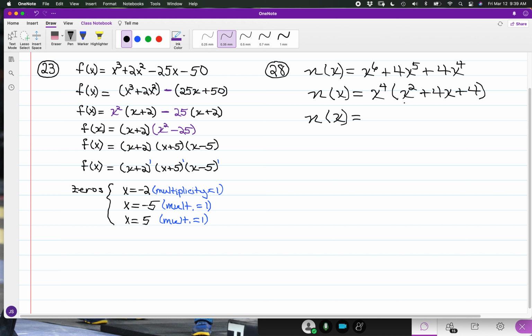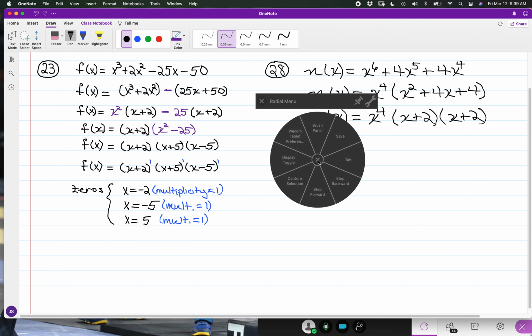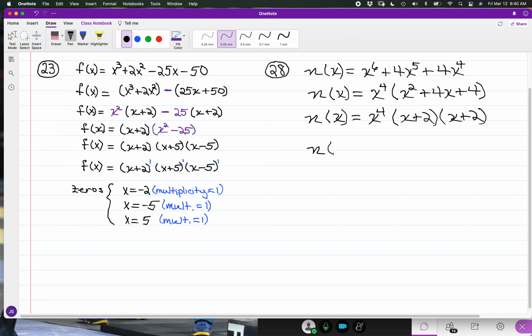And for x squared plus 4x plus 4, that is going to be a squared trinomial, meaning that once I factor, the same binomial will appear twice: x plus 2 times itself. So n of x is equal to x to the 4th times x plus 2 raised to the 2nd. So we have it in factored form: x raised to the 4th and x plus 2 raised to the 2nd.